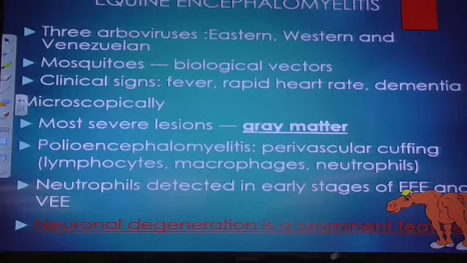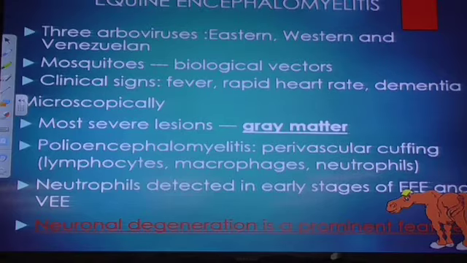So we talk about microscopic lesions. Those lesions I just mentioned above are going to be more severe in the gray matter. So another thing to remember, if you're doing the tables for these diseases, it's important to indicate, is it gray matter specific or is it white matter specific or a combination of both? So we do get a polioencephalomyelitis and perivascular cuffing, as I said, lymphocytes, but we can also get macrophages.